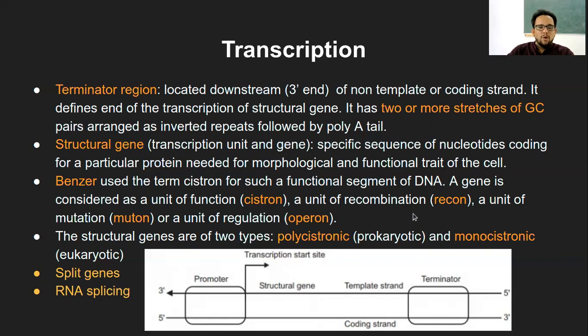In some cases, operon also refers to a stretch of two or more genes. That is a kind of polycistronic, more than one gene in one stretch of functional unit of DNA. But that is a different case. So like we know, the structural genes can be of two types: polycistronic, especially in prokaryotes, and monocistronic, in eukaryotes. Monocistronic because usually one gene is separated from the other gene by a certain stretch of DNA. So that's why they are monocistronic.